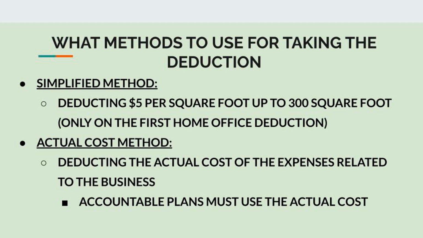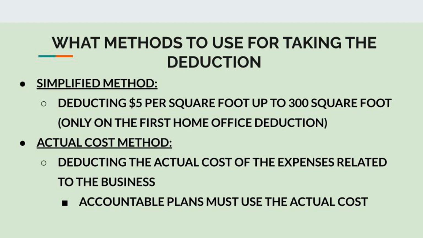Now, one caveat to this is that if you do happen to move, or you have multiple locations that were your house throughout the year, this simplified method would be available just on the first home office deduction that you're going to calculate. For the rest, you have to use the actual cost method. We're going to go over the simplified method as well. But the second method is the actual cost method.